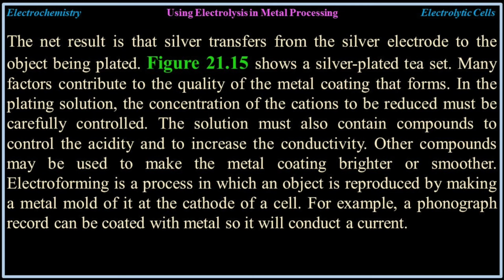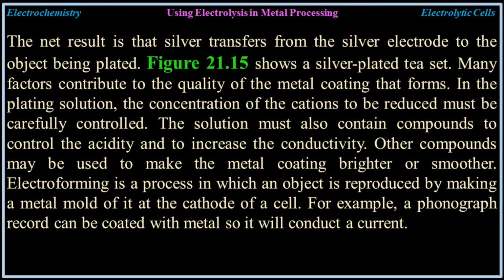Many factors contribute to the quality of the metal coating that forms. In the plating solution, the concentration of the cation to be reduced must be carefully controlled. The solution must also contain compounds to control the acidity and to increase the conductivity. Other compounds may be used to make the metal coating brighter or smoother.